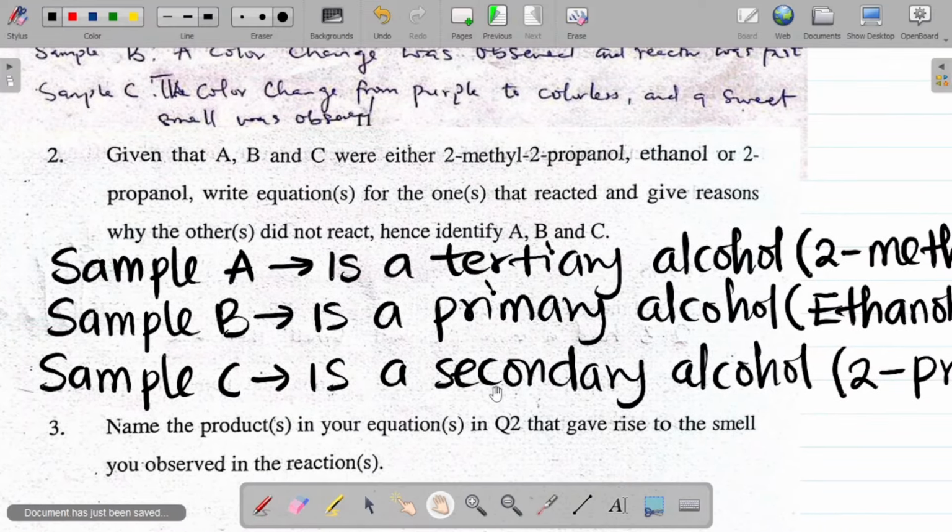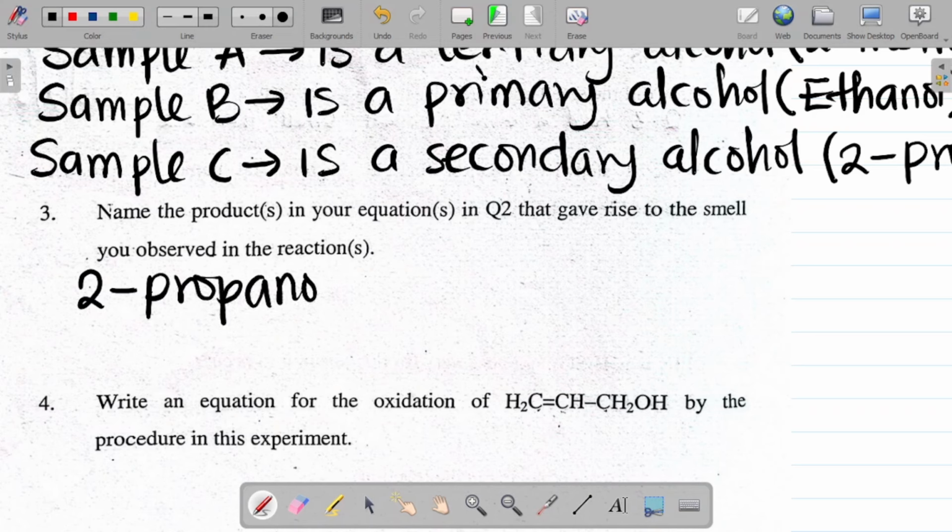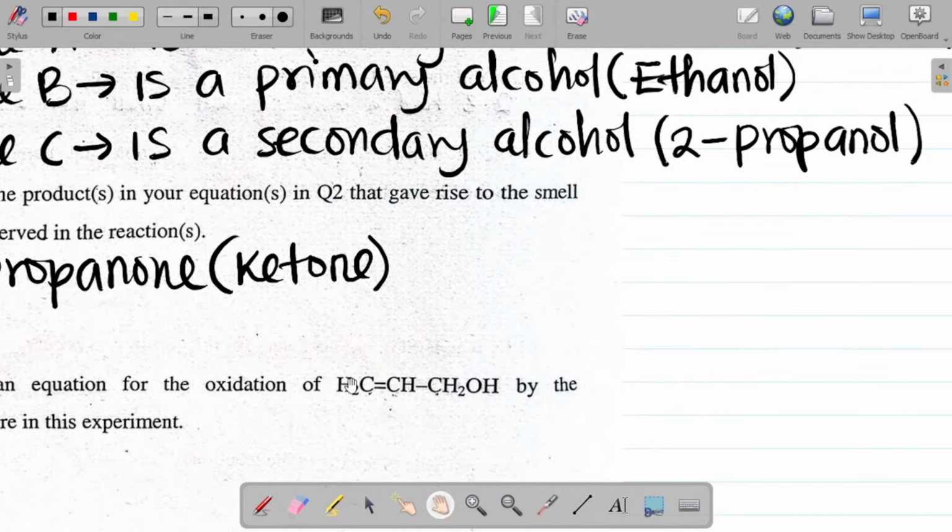All right. So with this gotten, let's look at the third question. Question 3 says, name the product or products in your equation or equations in question 2 that gave rise to the smell you observed in the reactions. What smell? Again, the sweet smell. So the product that gave rise to this sweet smell was 2-propanone. Of course, 2-propanone is a ketone. Ketones usually have a sweet smell. That gave rise to the sweet smell you observe. So the answer is 2-propanone. That's the product.